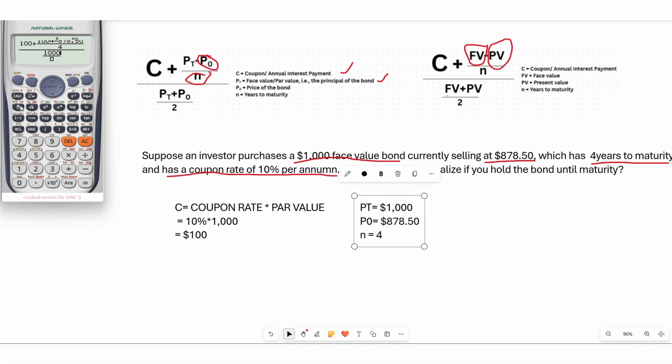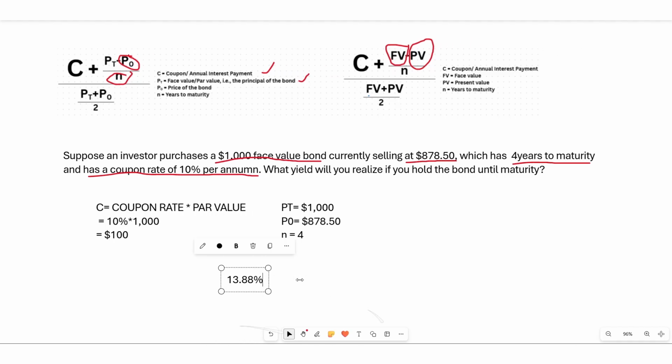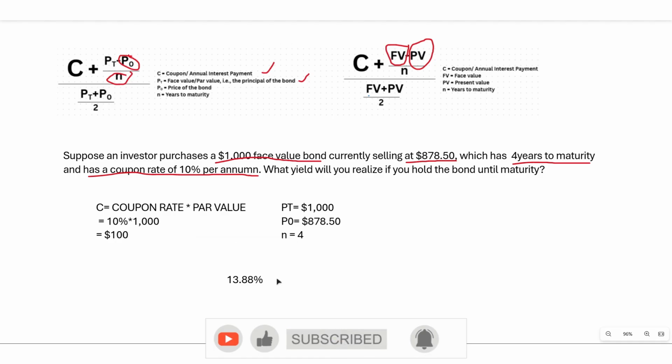Our PT is basically 1,000 plus 878.50 divided by 2, as we have from the formula. So we have equals to. Approximately our answer is 0.1388. If you convert that to percentage, that's 13.88%. So our yield to maturity from the given question amounted to 13.88%.